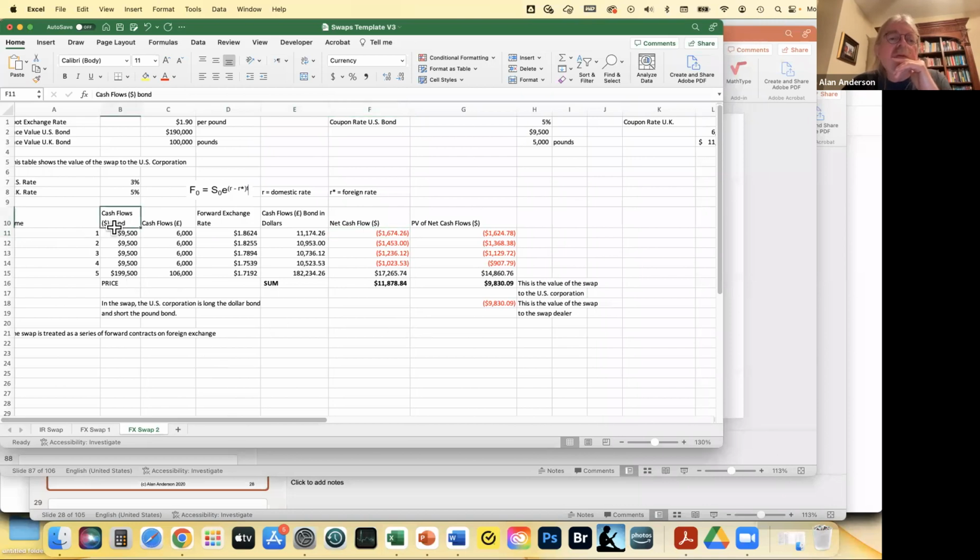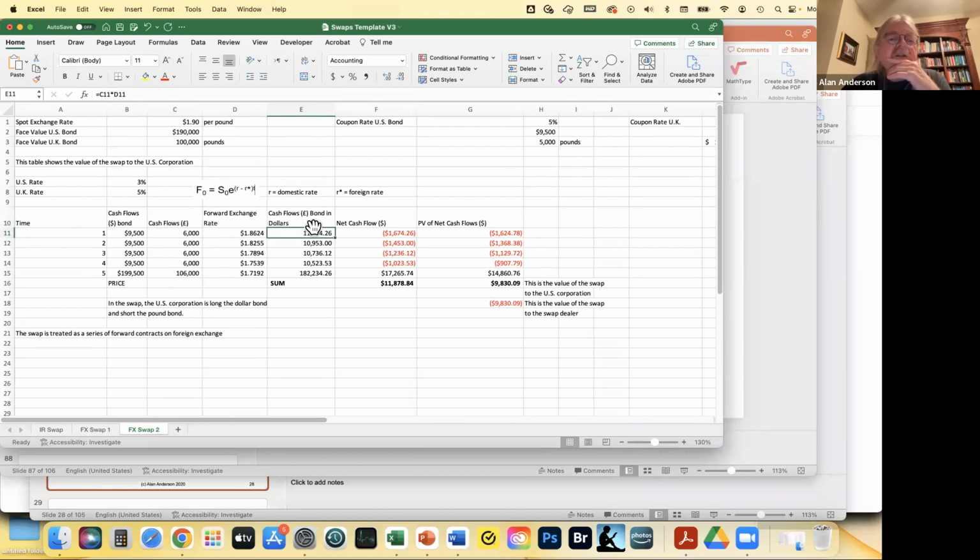Remember, we own the dollar bond and we've sold the British pound bond. So here, for example, we own a bond that's paying us 9,500. We've sold a bond that is providing a cash flow of 11,174.26. So from this time period, we're down 1674.26. And in fact, if you notice, we're behind in all 4 cases except the last one, where we're quite a bit ahead.